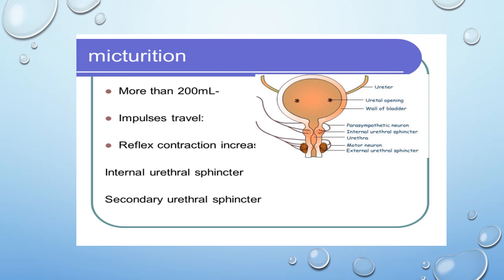So that reflex contractions causes urine to be released. So the more that is sensed as far as it filling, the more these reflex contractions occur, causing the bladder to open and allow the urine to go out the urethra.